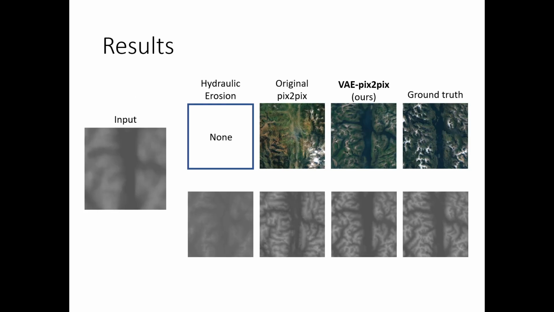So this is our result. We input these blur images, and the original pix2pix generates these satellite images, and VAE-pix2pix generates these images, and the red one is the ground truth. The hydraulic erosion method can't generate satellite images, so this is none. And these are the height maps generated by the hydraulic erosion method, this is generated by the original pix2pix, this is by our method, and this is the ground truth. As you can see, the images generated by our method are closer to the ground truth than the original pix2pix and the hydraulic erosion method.